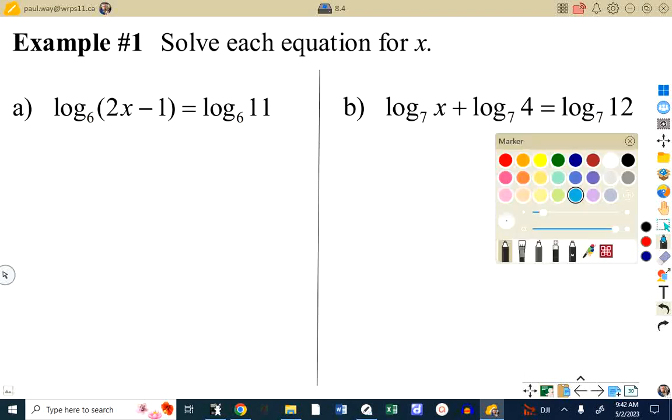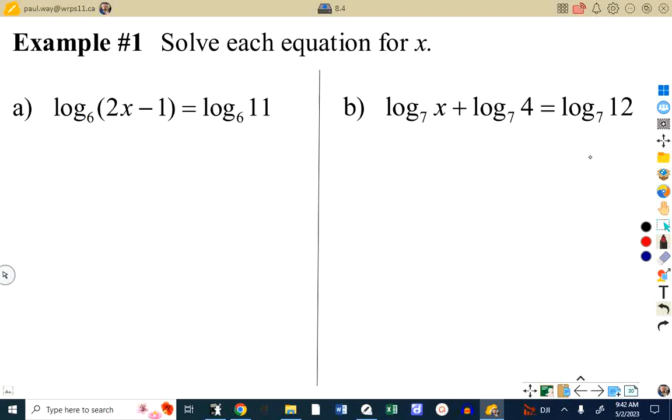This is perhaps the simplest equation that you would see in this unit. We're simply going to solve 2x minus 1 equals 11. So I can then write 2x equals 12 when I add 1 to both sides. And I divide both sides by 2 to get x equals 6. Are we okay with that? Okay, now let's talk about restrictions.